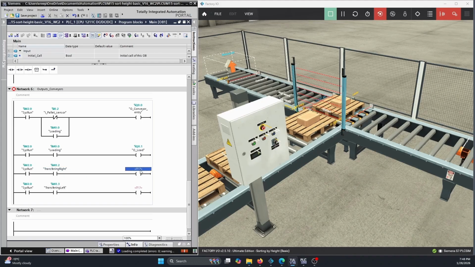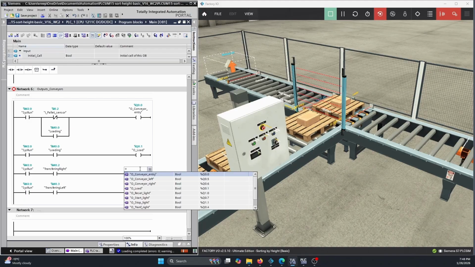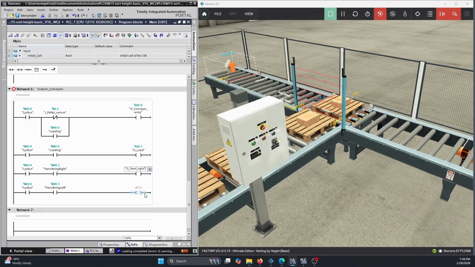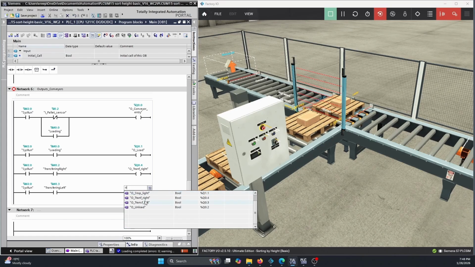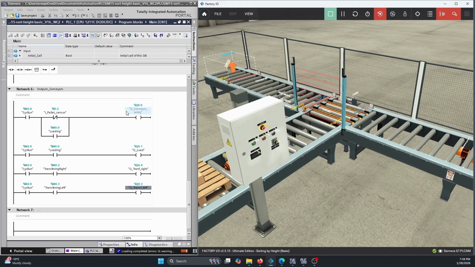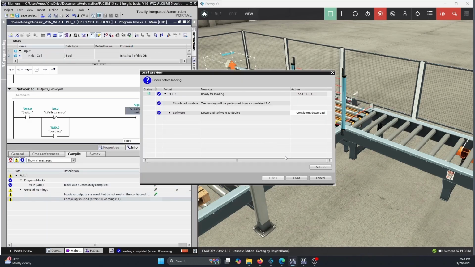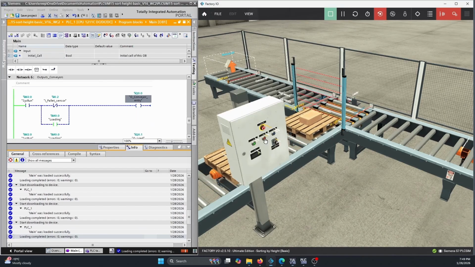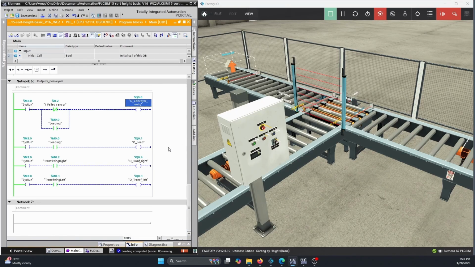So we need an output for transfer right. So output, transfer right, and output, transfer left. Beautiful. Okay, let's download this. So let's reset our animation. Let's download the program. Let's stop that. Okay, looks good. Okay, so we're all reset. Let's see what happens now when we press our start push button.